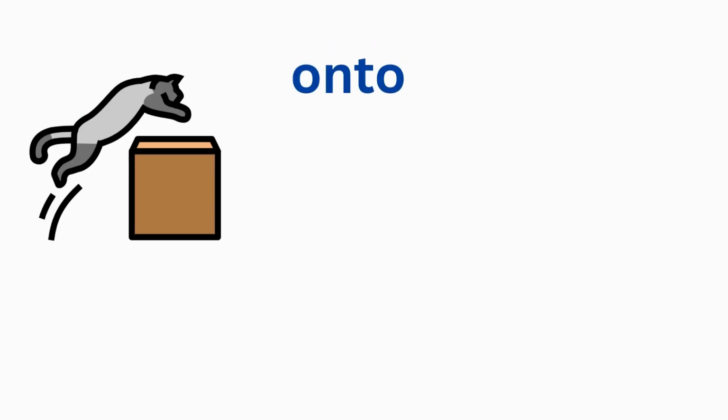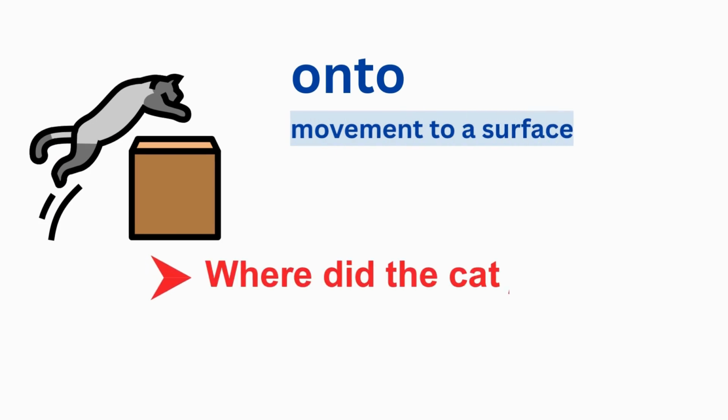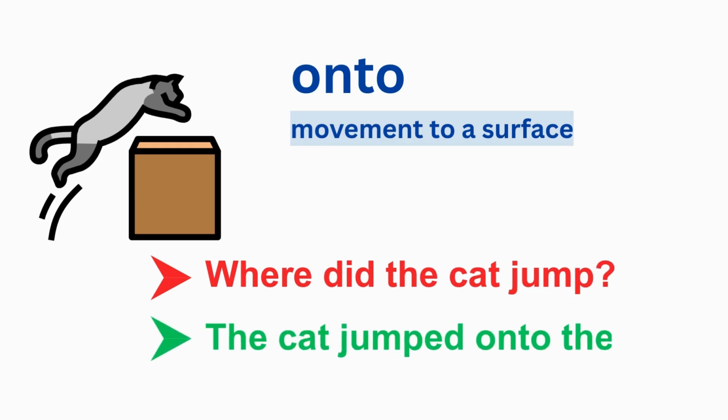Onto, movement to a surface. Where did the cat jump? The cat jumped onto the box.